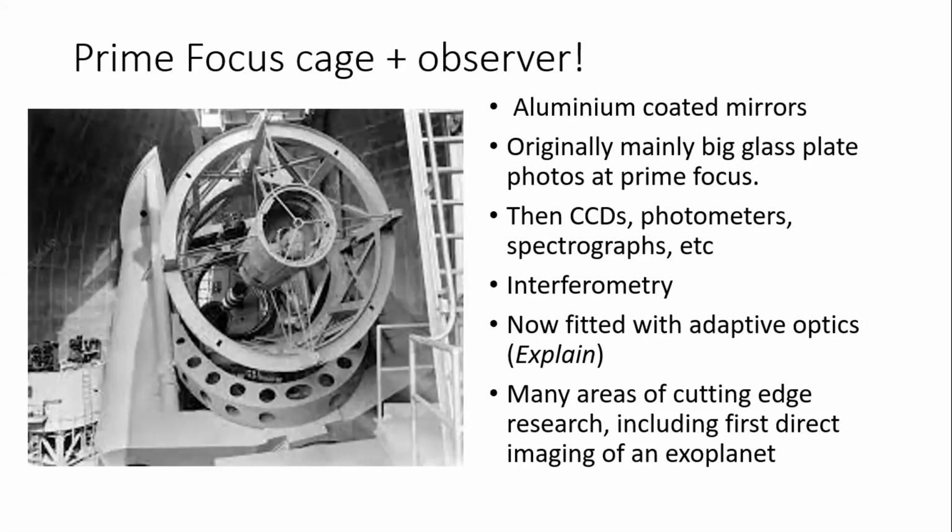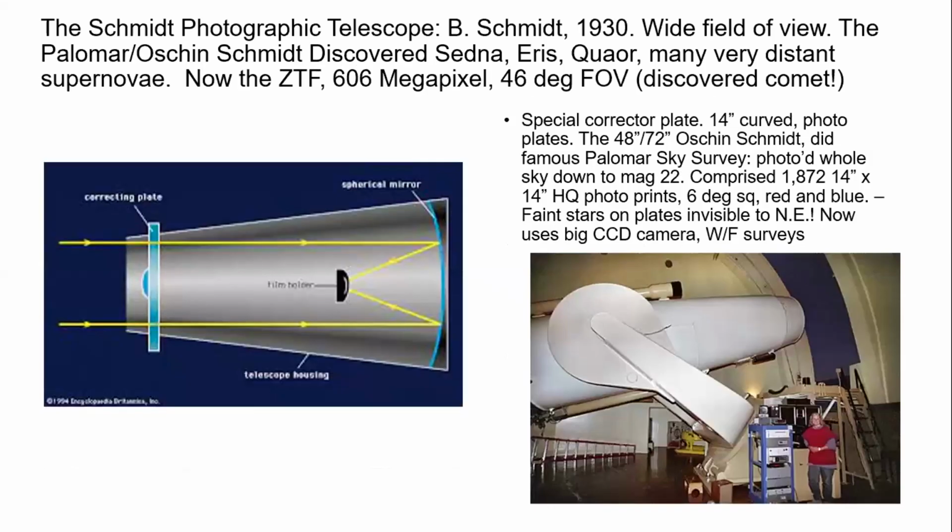Now, it gets more complicated than that as you go up to even bigger telescopes, and we'll look at that later. But that was one of the major steps forward in astronomical imaging and spectroscopy and so on. When we were also at Palomar, we saw what was and still is the largest photographic Schmidt telescope in the world, a design from Bernhard Schmidt, a German astronomer, in 1930, a very wide field of view.